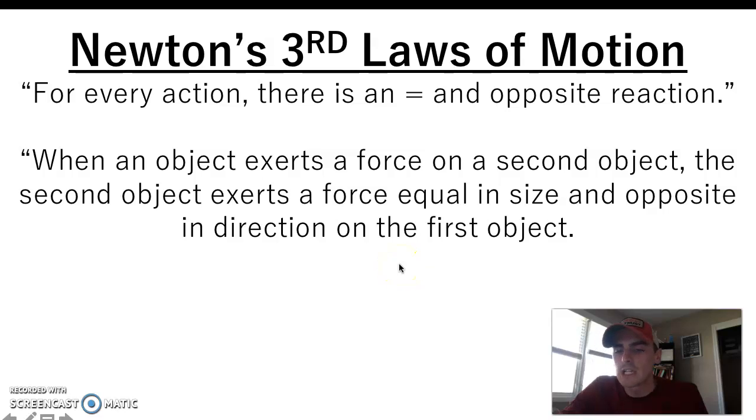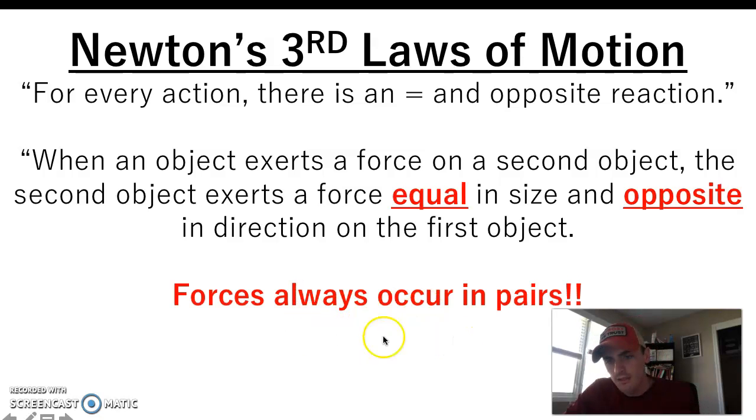So what your textbook really says is that Newton's third law is that when an object exerts a force on a second object, and remember, forces are usually on something, that second object exerts a force equal in size. So if I push on the wall with 10 newtons, it's 10 newtons back onto my hand, and there's that opposite direction. That's very, very important here, and there's a lot of misconceptions about this. The main thing is that we understand forces always occur in pairs.